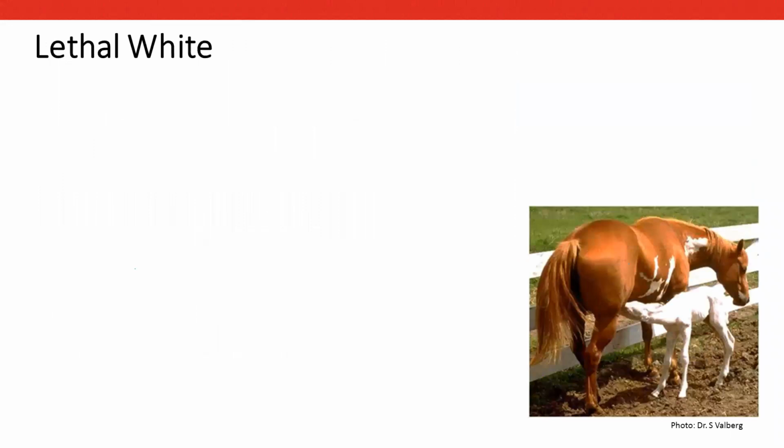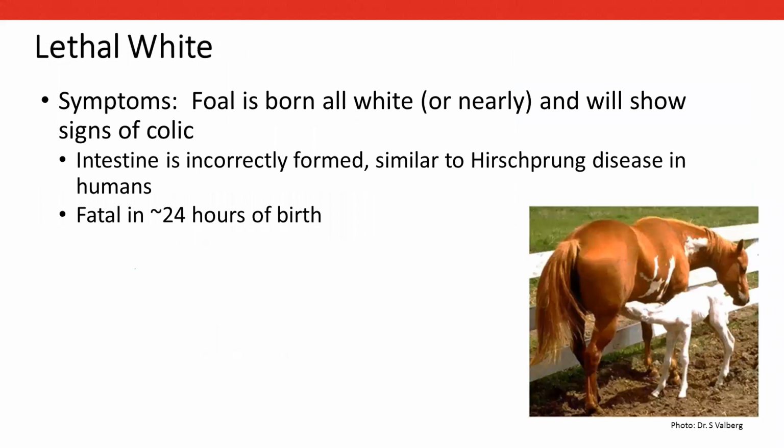So here's a picture of a mare and a lethal white foal. The foals are born usually all white. Sometimes they do have a little bit of color on them. So the foal is born and seems perfectly normal, although all white, but after a little while it will show signs of colic. And that's because the intestine is not formed correctly. It's very similar to Hirschsprung's disease in humans. So unfortunately there's nothing you can do about this, and it will be fatal.